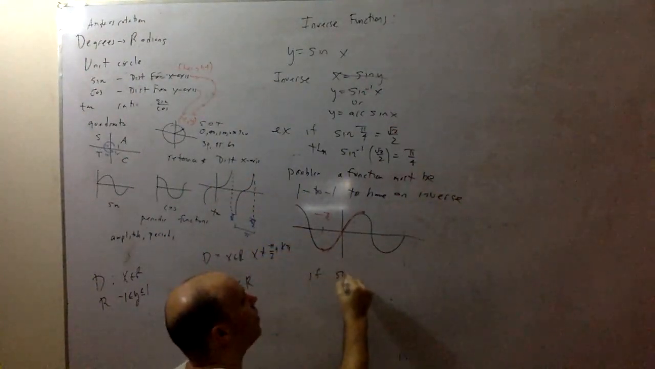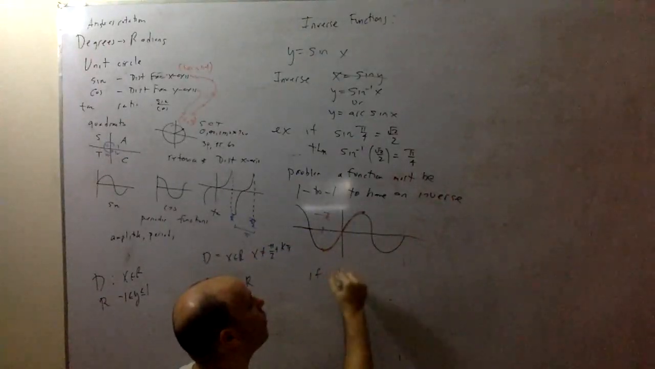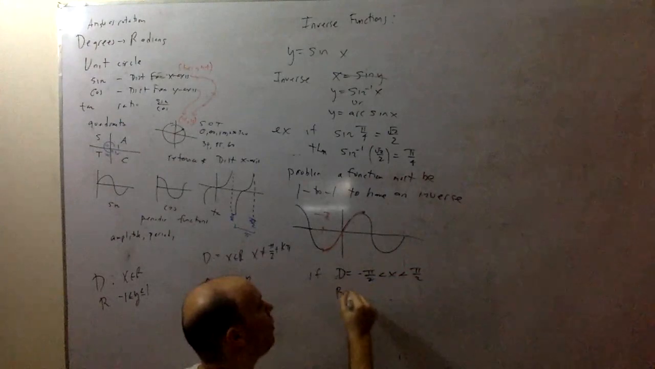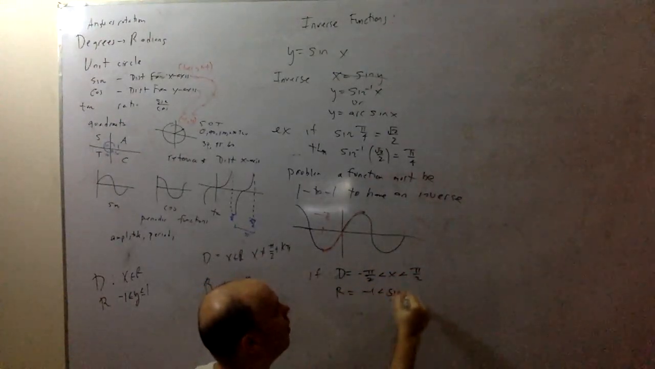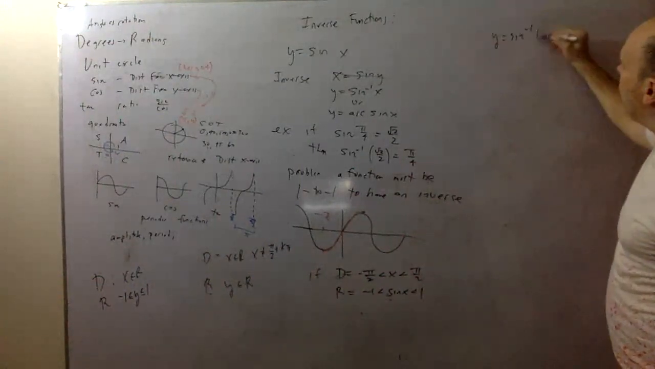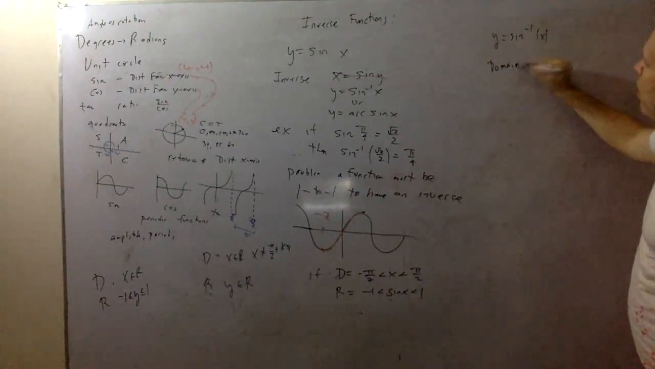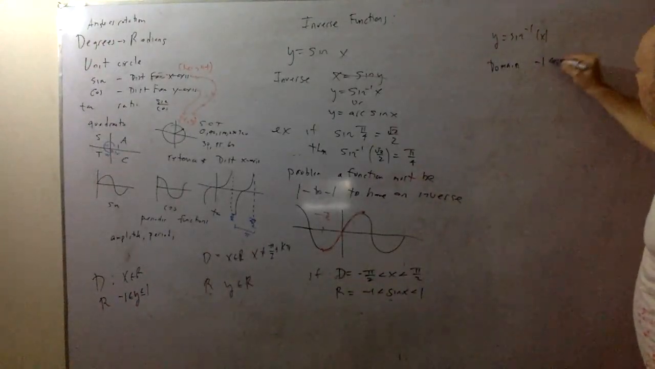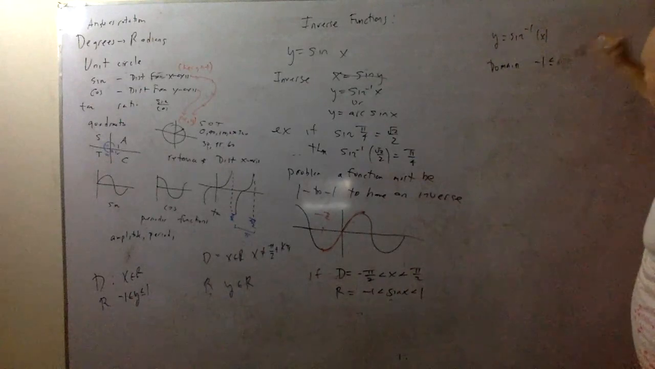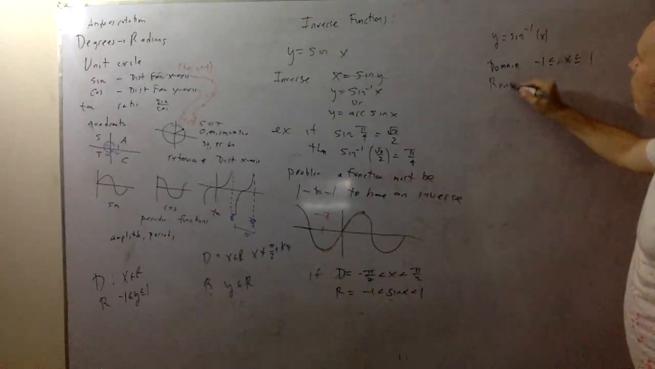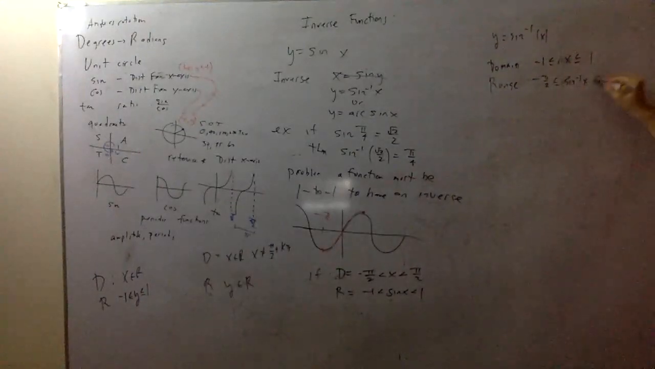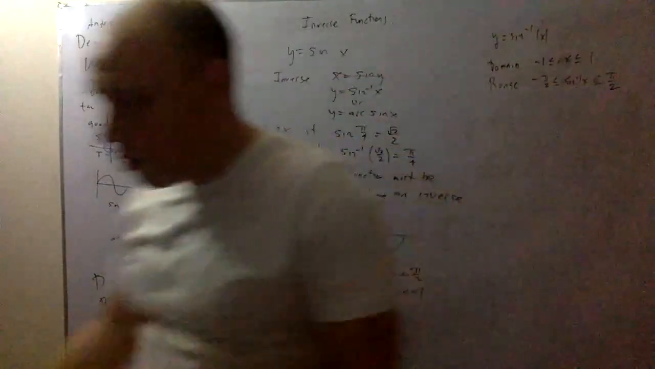So if the domain is from negative pi over 2 to pi over 2, and then the range is negative 1 to 1, then we can say that the inverse of sine of x, the domain is from negative 1 to 1, and the range now is from negative pi over 2 to pi over 2. And so what does that look like on the graph?